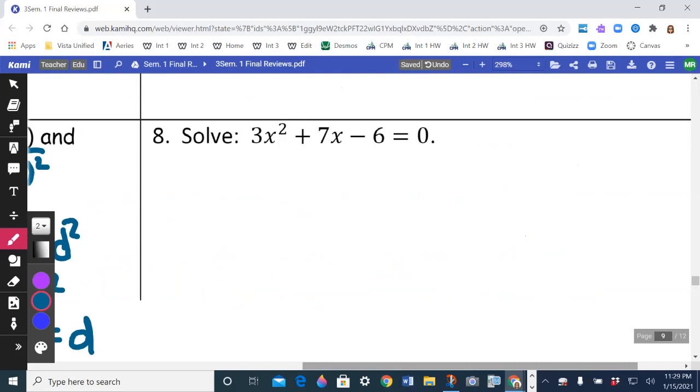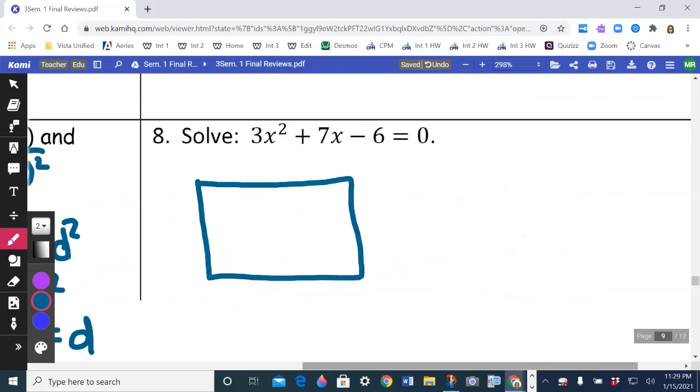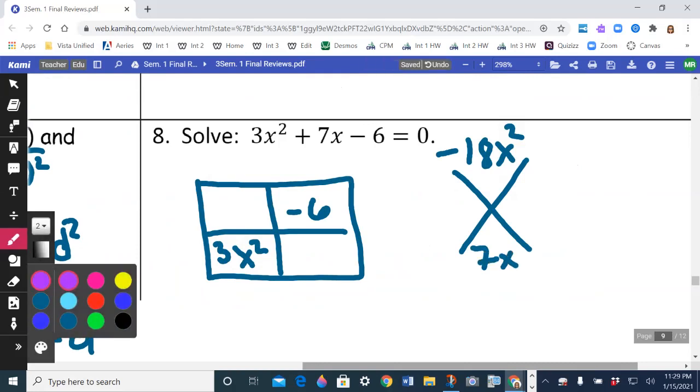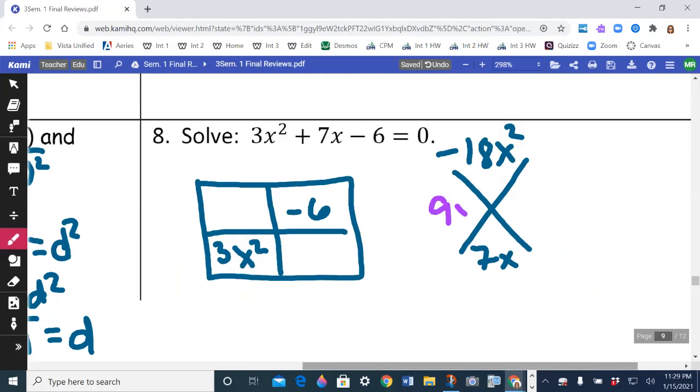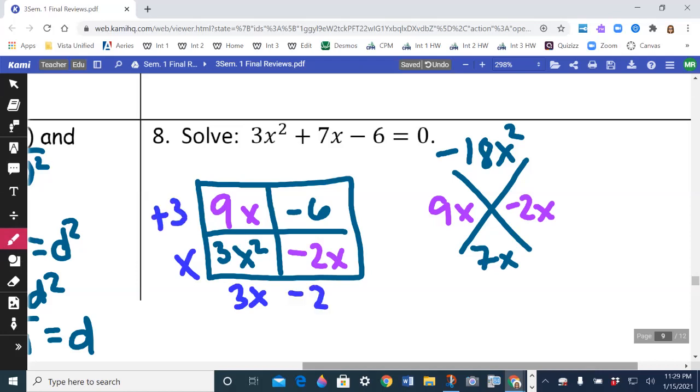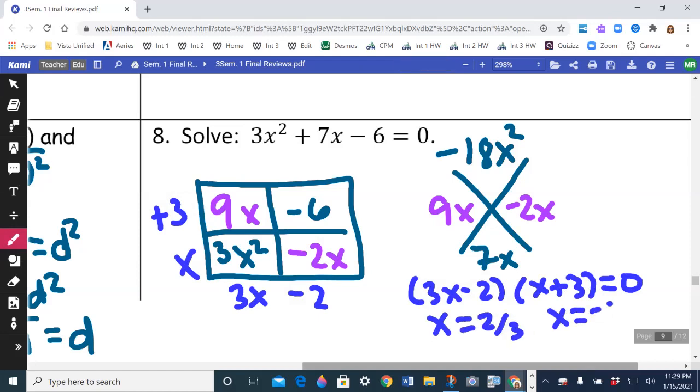On number 8, okay, we're solving. I think this is going to be factorable looking at these numbers. 3x squared and negative 6. So it needs to multiply to a negative 18x squared, add to a 7x, and that is going to be a 9x and a negative 2x. So 9x, negative 2x. And so I have 3x is going to go here, x here, minus 2 plus 3. So I'm going to have 3x minus 2 equals 0, I forgot my other factor, and x plus 3 equals 0. So x is 2/3 and x is -3.